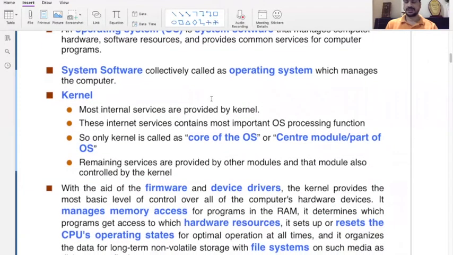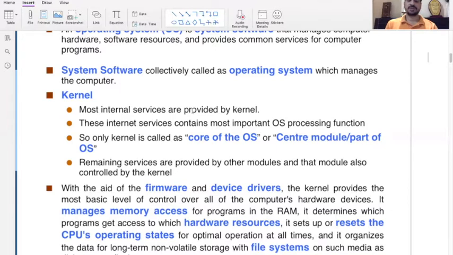What is a kernel? The kernel is the one that provides the most internal services. Now what do we mean by internal services? Let's say a program needs a platform, or needs some resources to run; these resources will be provided by the kernel. If two processes want to communicate with each other, that inter-process communication is also done by the kernel.